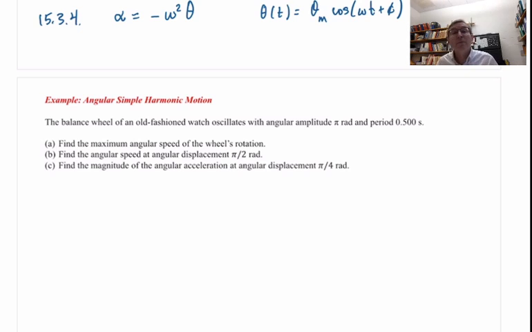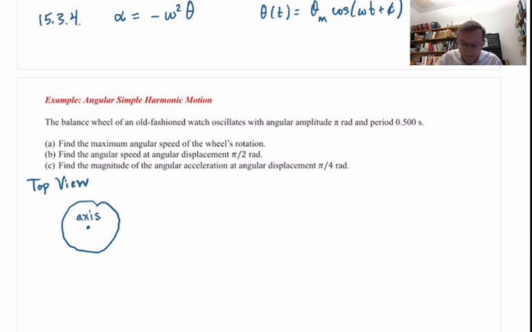We're supposed to find a number of different things for this motion, starting with the maximum angular speed of the wheel's rotation. Let me start with a couple of sketches. We'll do a top view. Don't worry too much about this balance wheel. Just think of it as looking like some kind of disc-shaped object with an axis of rotation through its center, and that it oscillates about that axis coming out towards us.